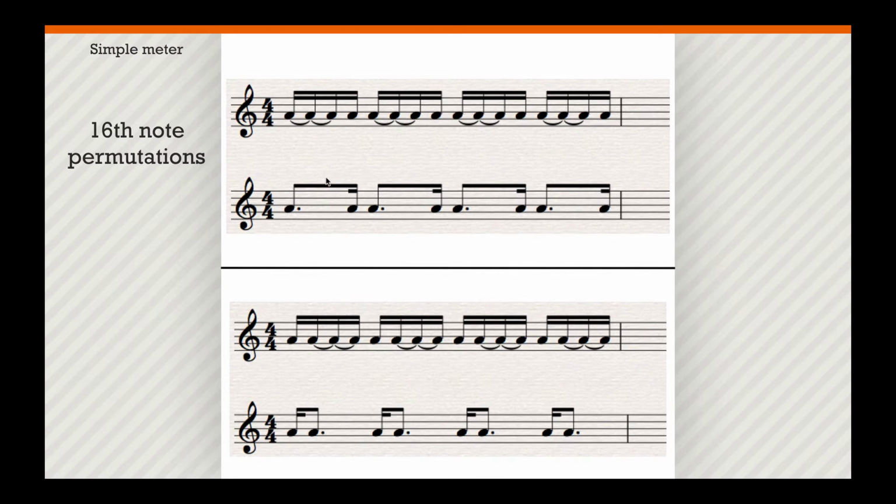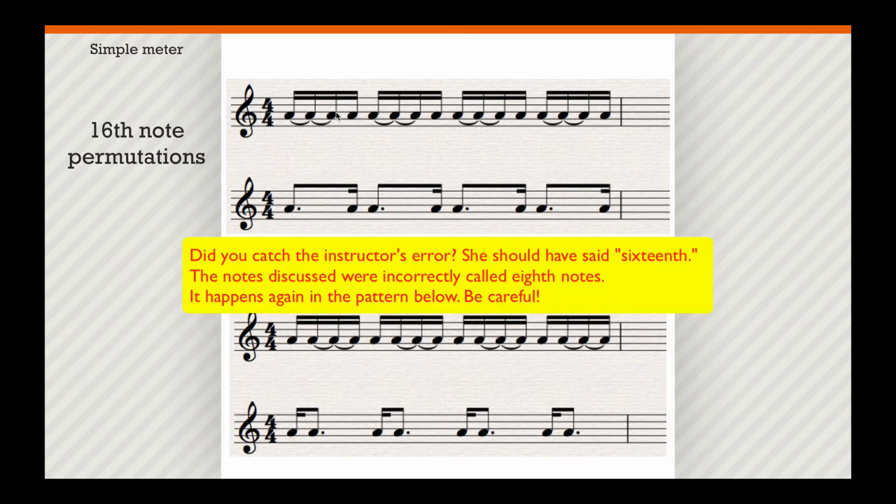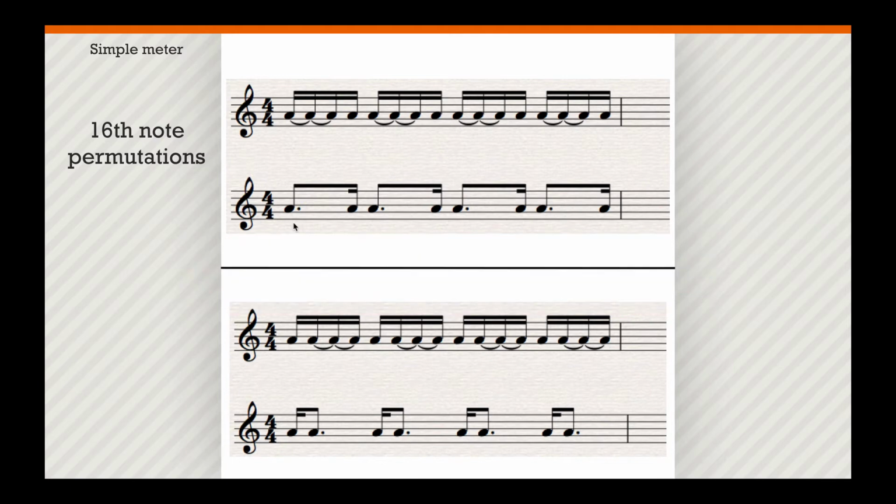And remember, half of 2 eighths is 1/8, so that dot represents the 1/8 left over. If I'm thinking this pattern, 1E and a 2E and a 3E and a 4E and a, this pattern right here will be 1E and a 2E and a 3E and a 4E and a 1E and a 2E and a 3E and a 4E and a.